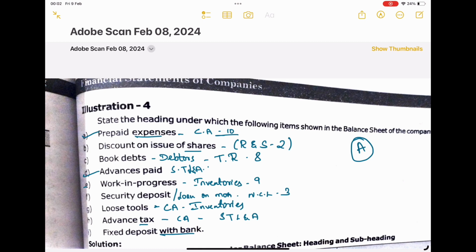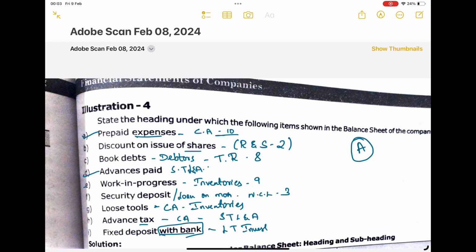Next, fixed deposit with bank. It is with the bank, which means I have deposited a certain amount as fixed for a longer period. So it is a long term investment. It will come after the fixed assets value. Okay, so this is how you should know the concept of the particular items of the P&L income statement and balance sheet.